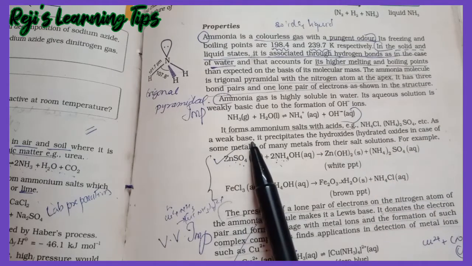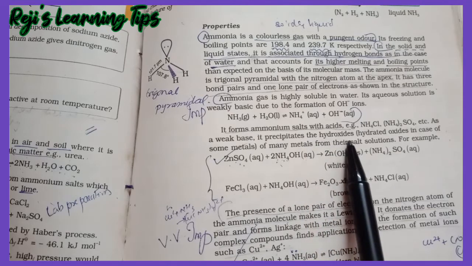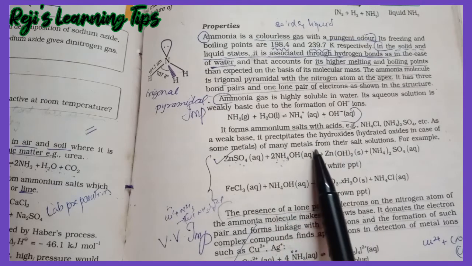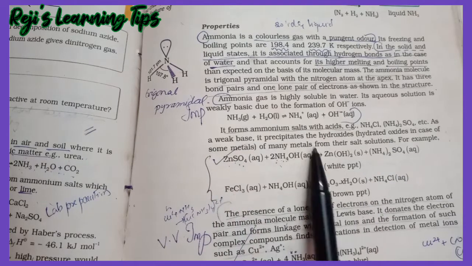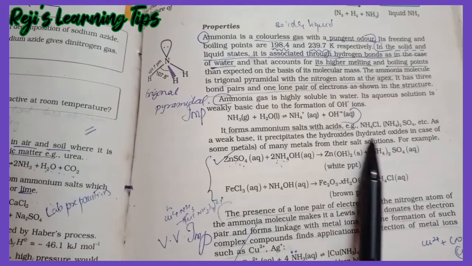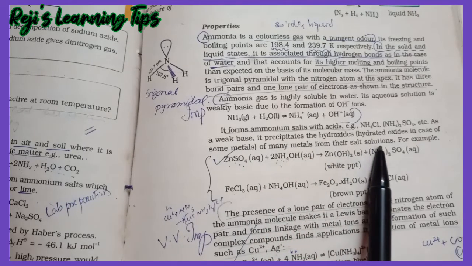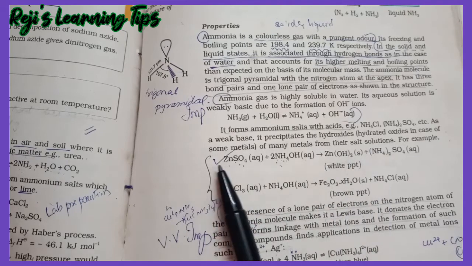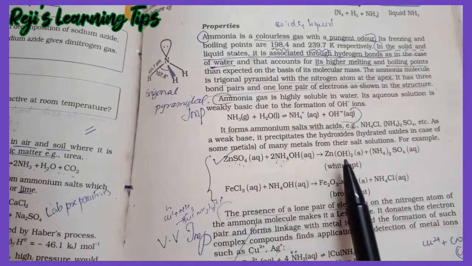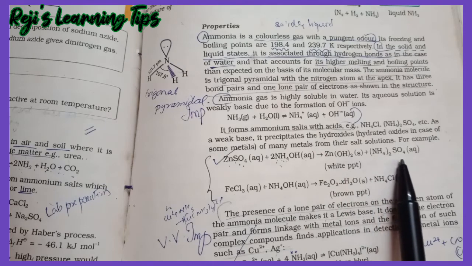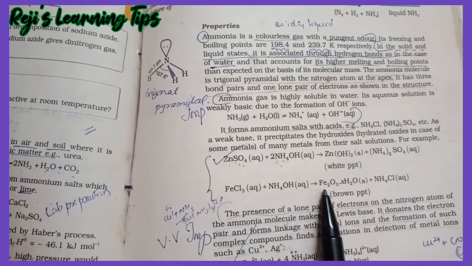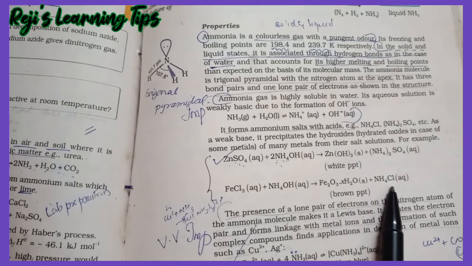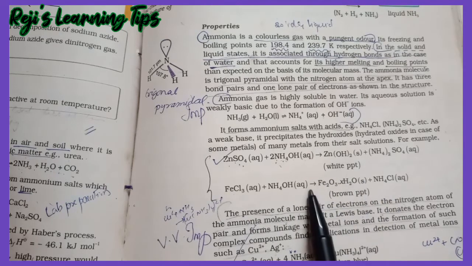As a weak base, it precipitates the hydroxides of many metals from their salt solutions. Okay. ZnSO4 plus ammonium hydroxide gives Zn(OH)2 plus (NH4)2SO4. FeCl3 plus NH4OH gives Fe2O3·xH2O plus NH4Cl. This is known as rust.